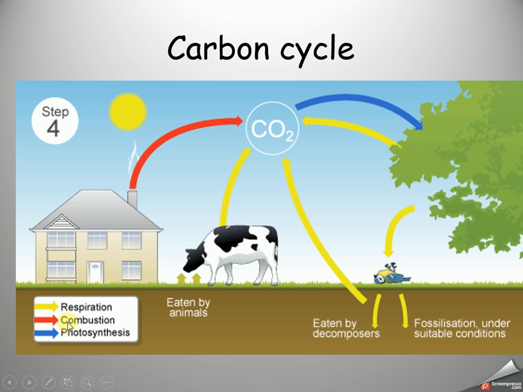Okay, another one is combustion. So combustion, as you know, is burning. And we are burning all those fossil fuels and releasing carbon dioxide back into the atmosphere, ready to be taken in by the tree, ready to be taken in by the animal, etc. So all of this is a cycle. Okay, and this particular one looks at the carbon cycle.